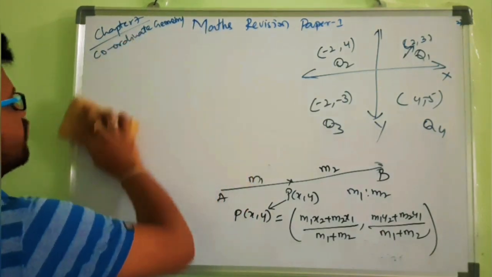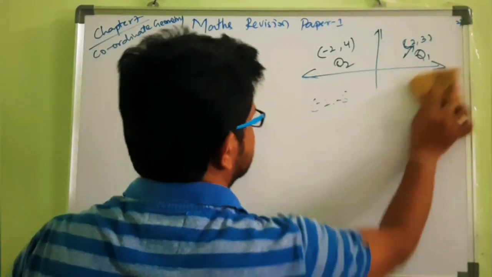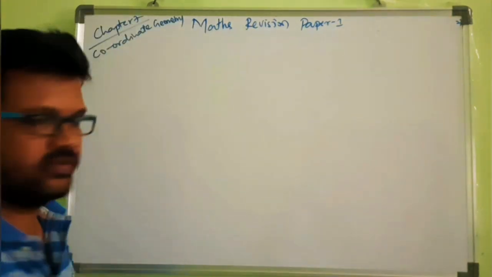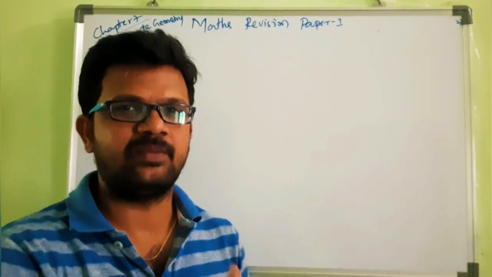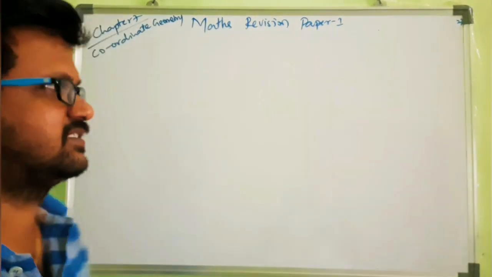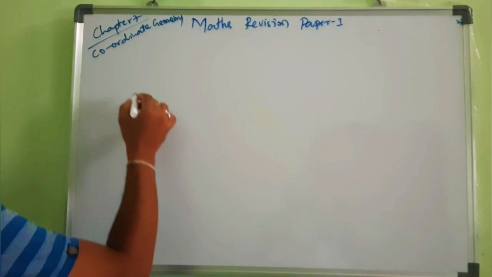And next, points of trisection. Points of trisection, very important. And if you observe the previous board exam papers, they continuously repeat this question: find the points of trisection.